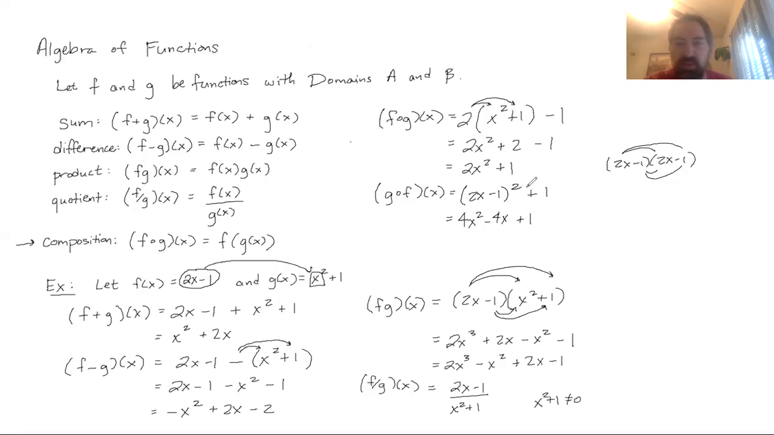And then we've got this other 1 out here that we should not forget about. Combining those like terms, our function g circle f is 4x squared minus 4x plus 2. We can see that these are different functions. So you do not get the same functions if you switch those around.